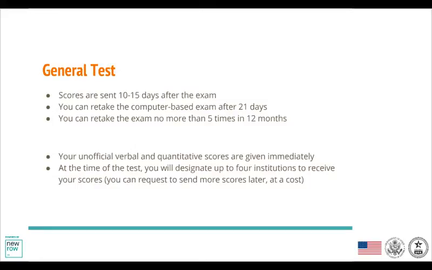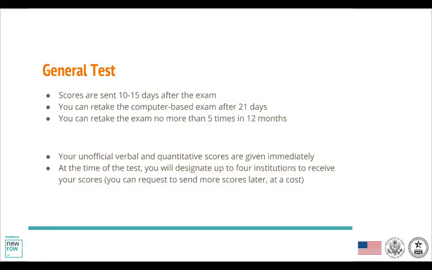Your unofficial verbal and quantitative reasoning scores are given to you immediately upon completion of the computer-based assessment, which is nice because it gives you an opportunity to see how you did, and we'll talk briefly about what those scores mean. But you can kind of see how you did initially. Those scores may change slightly when you get your final and official score report because of the way the GRE is benchmarked against the other people taking the exam in the same testing period.